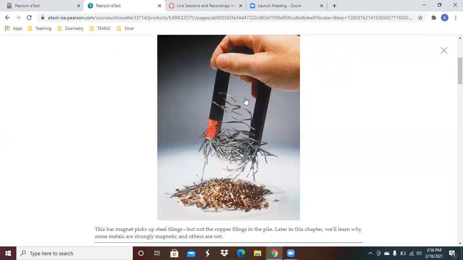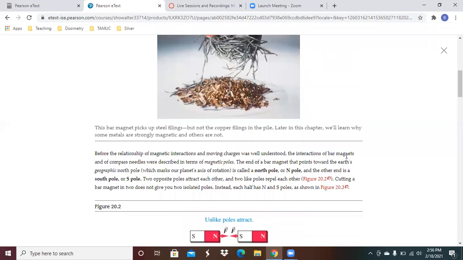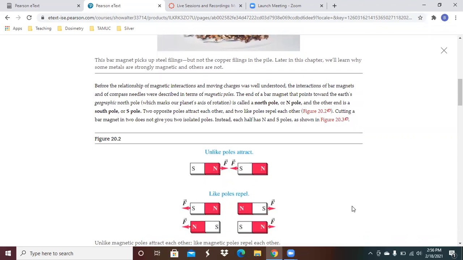You may have seen a magnet like this. One of the strongest magnets I've ever seen is something that came out of a cyclotron. So here it's picking up the steel filings and not the copper ones. And we'll determine why that is a little later on.